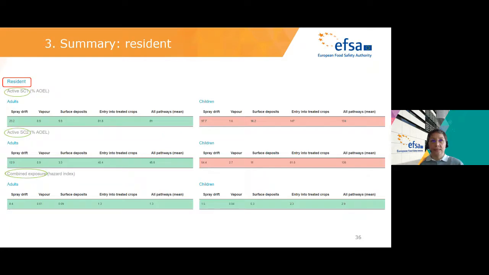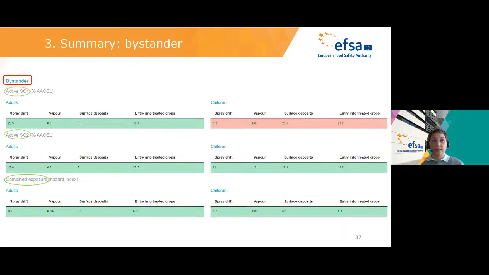Next slide, please. And for the resident and bystander, you will have the same results. So presented separately for each active substance, for adult residents and child residents, and combined exposure expressed as hazard index for adults and children. And you see also here the same color code, green when it is below the AOEL and red when it is above the AOEL.